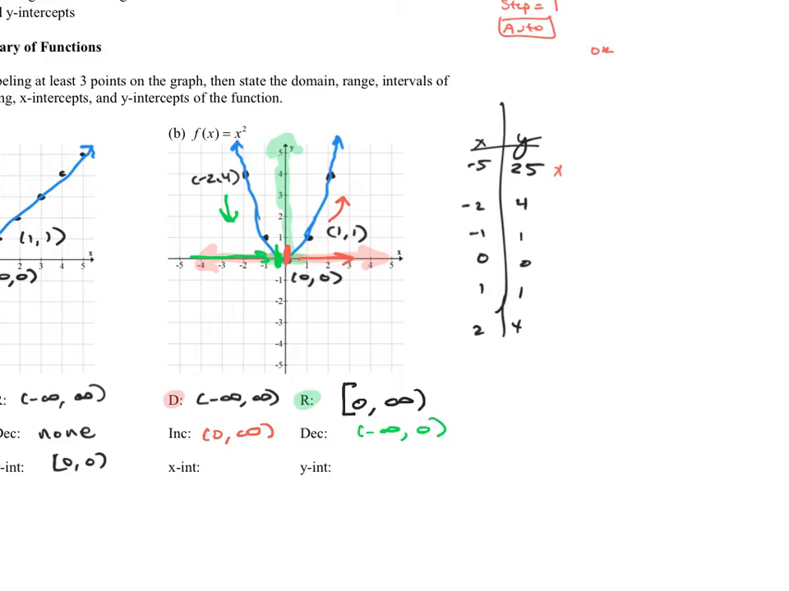Notice increasing and decreasing is not the y values. Increasing and decreasing is the x values, where it's going up and down. What are the x values when it's going up and down? Where does it touch the x-axis? It touches the x-axis at the point 0, 0. It touches the y-axis at the point 0, 0 as well.